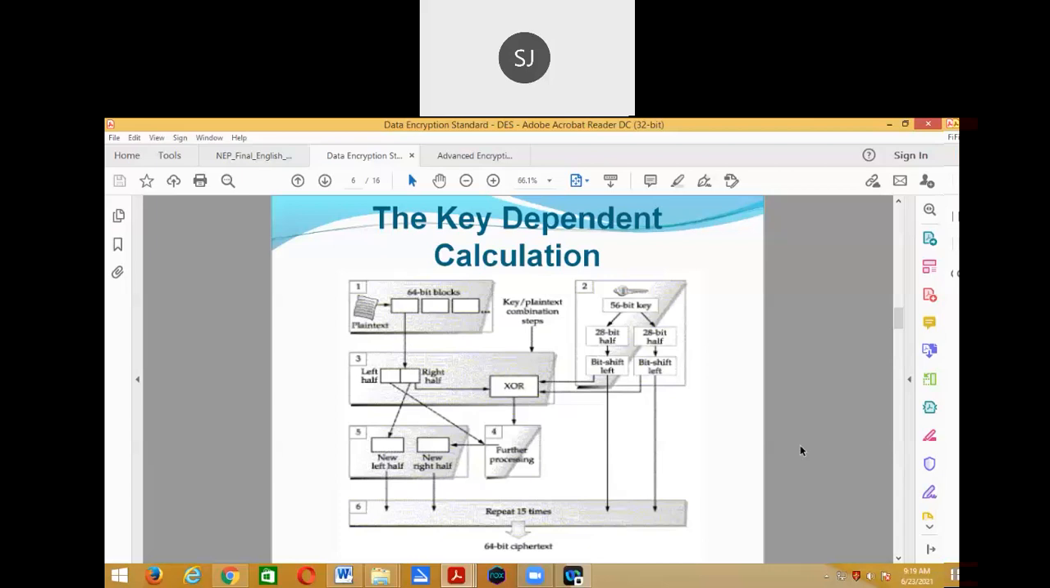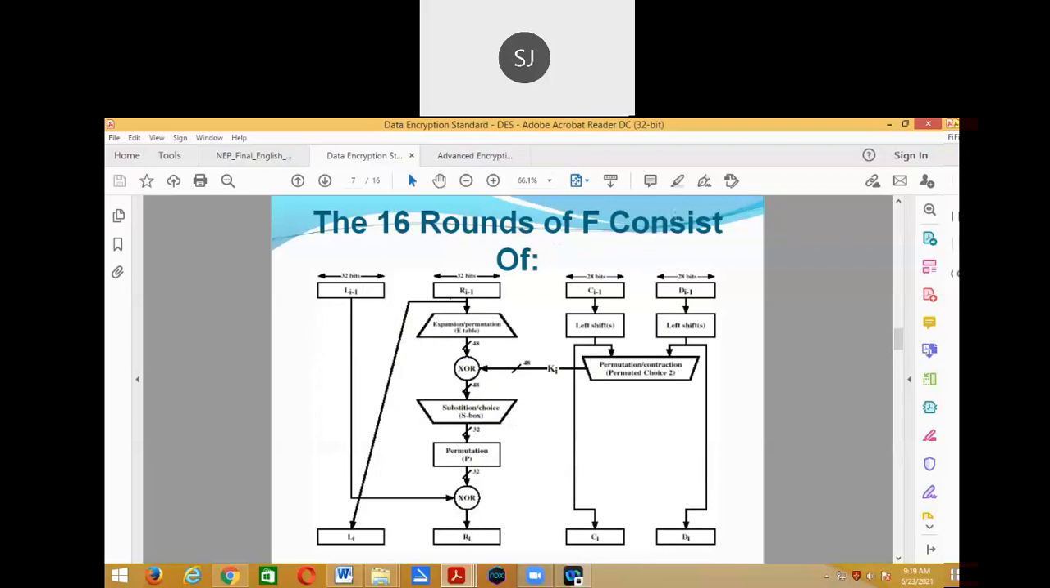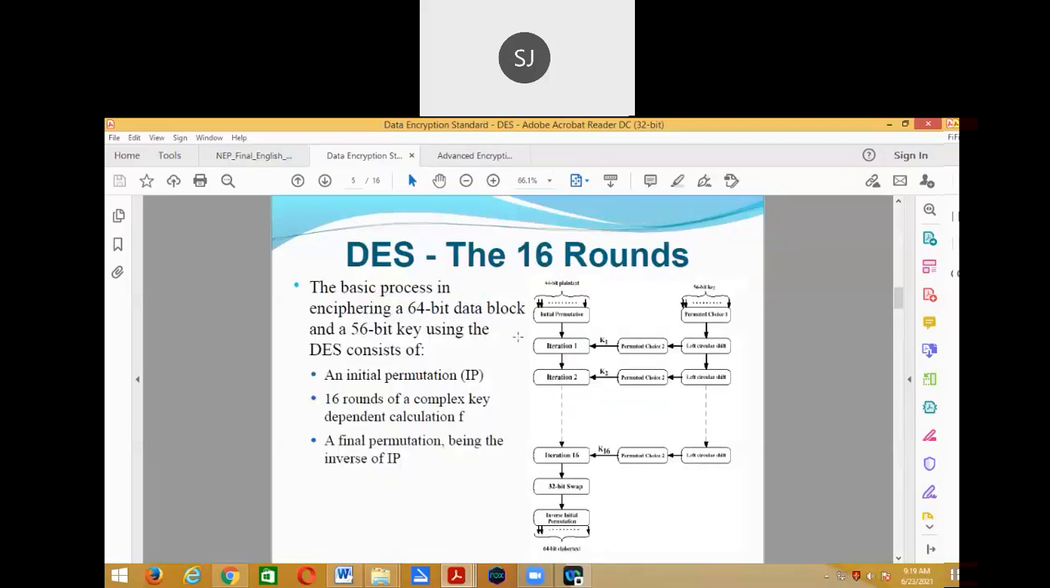So this is the key generation process; we need not worry about that. Now this is what happens inside each and every round. Please remember, for each iteration, you just see what the input is. It is the 64-bit plain text input.